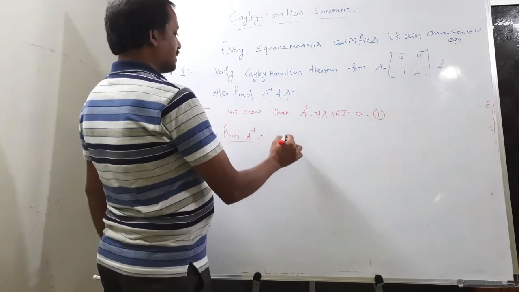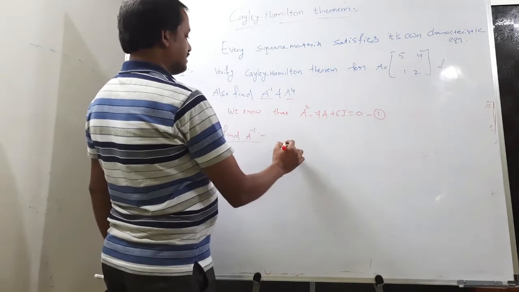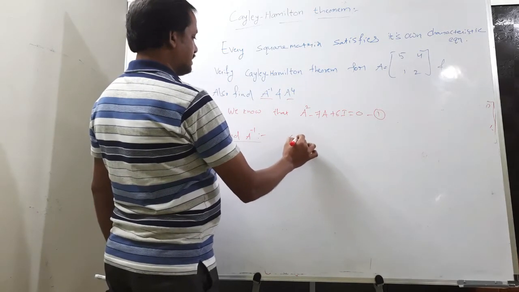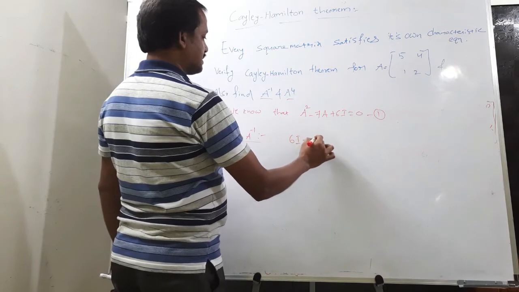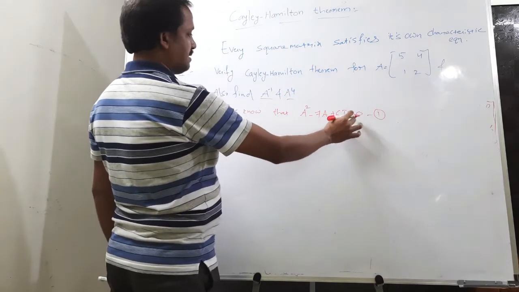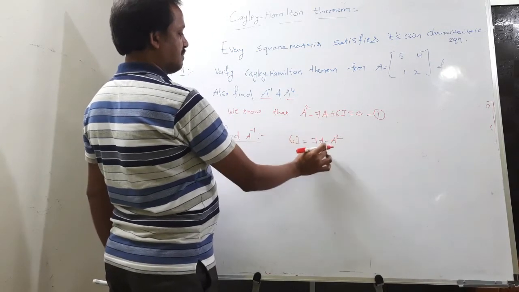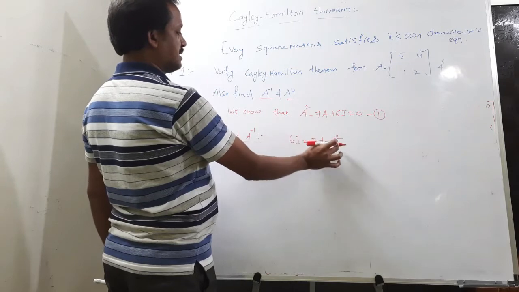So here we keep 6I on one side, remaining on the right hand side. So 6I is equal to 7A minus A square. From this equation, keep the constant on one side, remaining on the other side. Here minus A will become plus A square minus A square.